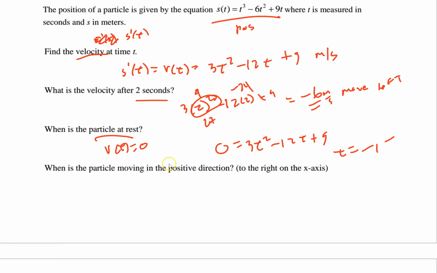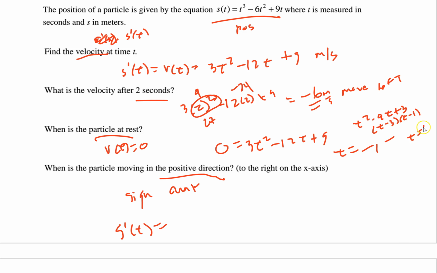When is the particle moving in a positive direction? This is a sign chart. So how do we get a sign chart? Well, we set the derivative equal to 0 like we always do, which we just did. Probably should have solved it now. Divide everything by 3, so that's t squared minus 4t plus 3. I'm going to get t minus 3, t minus 1. So t equals 1 and 3. So we set the derivative equal to 0, and like I just showed you, you get this, which you can factor and solve, and t equals 1 and 3.